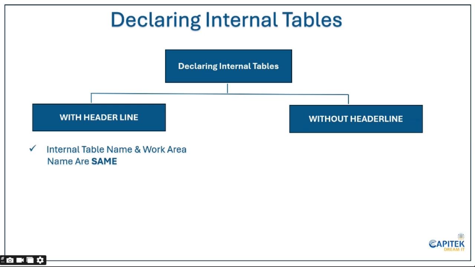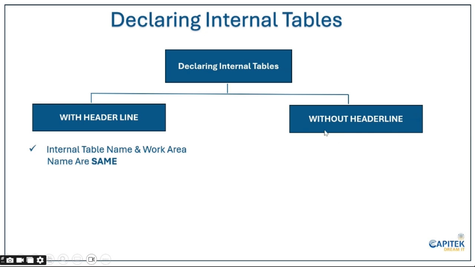Like when you declare a variable, you will name that variable. For example, if you want to declare a variable by name, you will say some LV underscore name type string. It means you are giving some name to the variable. Likewise, internal table has its own name and the work area has its own name. In the concept of internal table with header line, the internal table name and work area name will be same. Okay, so just we will try to understand here that the internal table name and work area name is same.